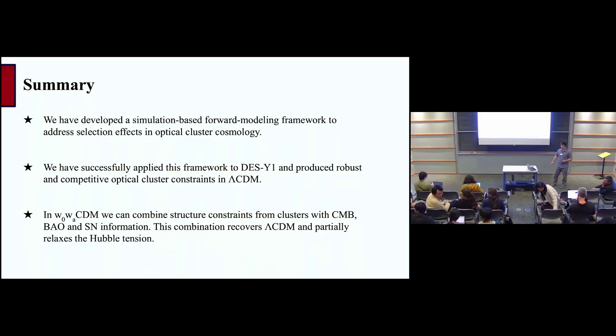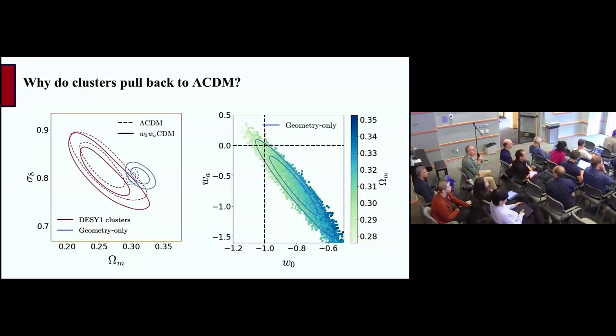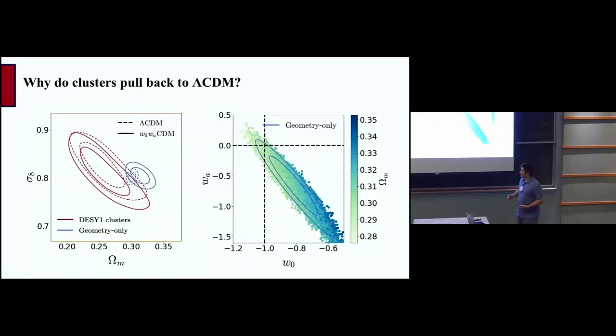Can you give some insight on the last point, why it's pushing it towards lambda CDM? Great question, yeah. I only had 10 minutes, so I thought I might not be able to get through this, but I expected someone would want to know. There's two reasons. Part of it is a preference: the clusters have a preference for relatively lower omega m.